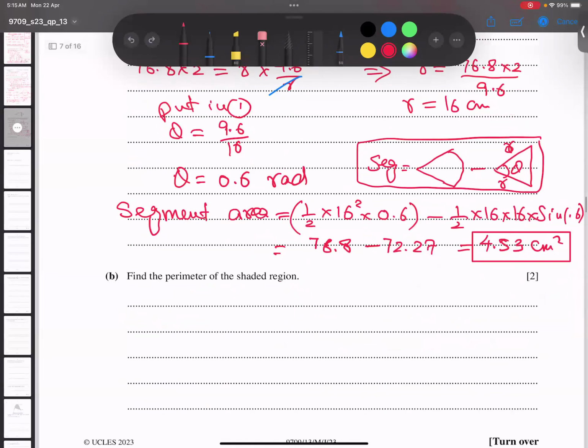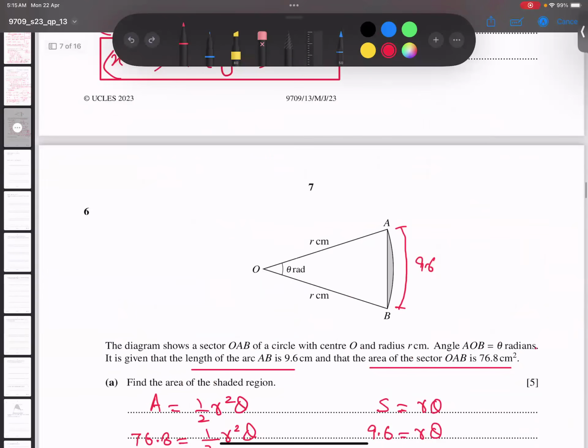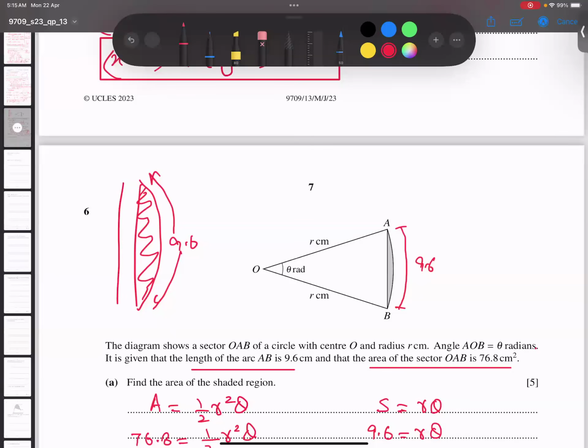Now he's asking the perimeter of the shaded region. So, students, if you talk about perimeter, so this arc length, luckily I have. If this is a segment, for example, and this is the shaded area, you know it very well. This is 9.6, we know it. The only thing left is this straight length. If I get this one, I will add them both. And how to get this, students? We have two ways. Two sides we know, and the middle angle we know, we can apply the cosine rule.